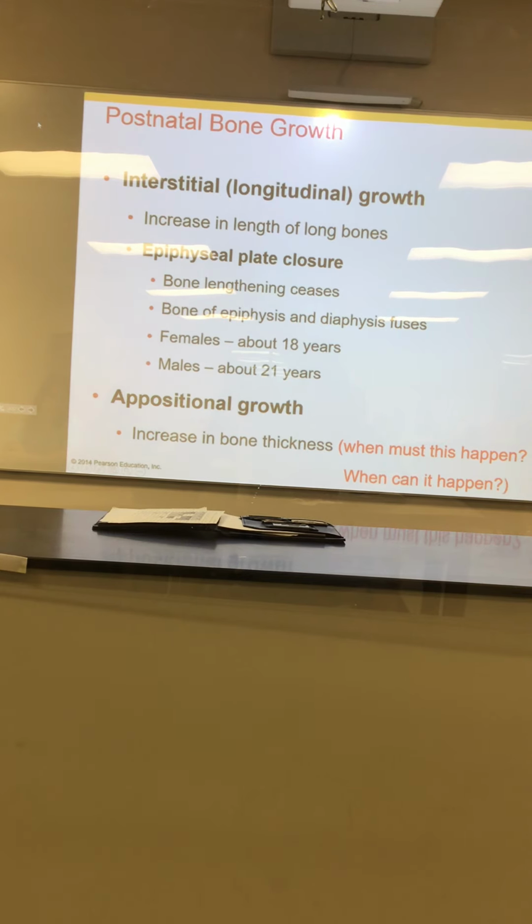All right. Then there is appositional growth, or growth in thickness of the bone. All right. Bones get thicker. This is sort of what happens. When must this happen, and when can this happen? That's a good set of questions. Well, bones must get thicker as they get longer, okay? Bones can't stay the same tiny diameter when they're getting really, really long, or they're going to be prone to fracture. So as your bones elongate, they have to get thicker.